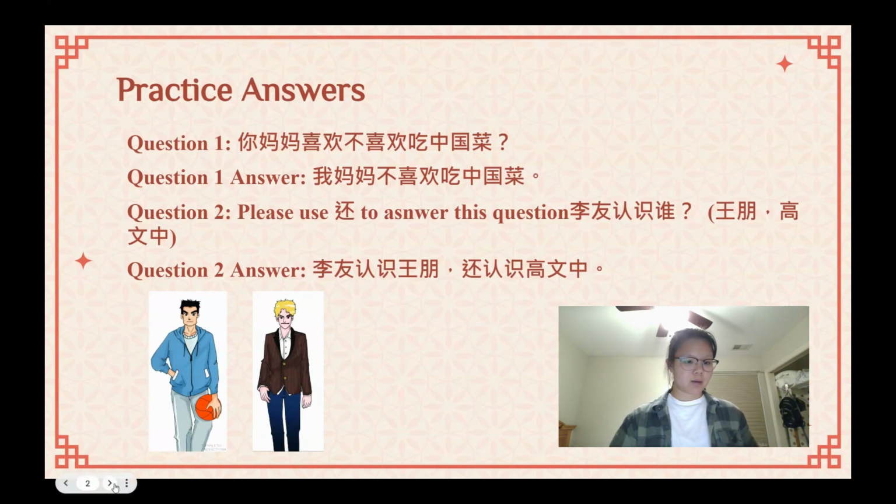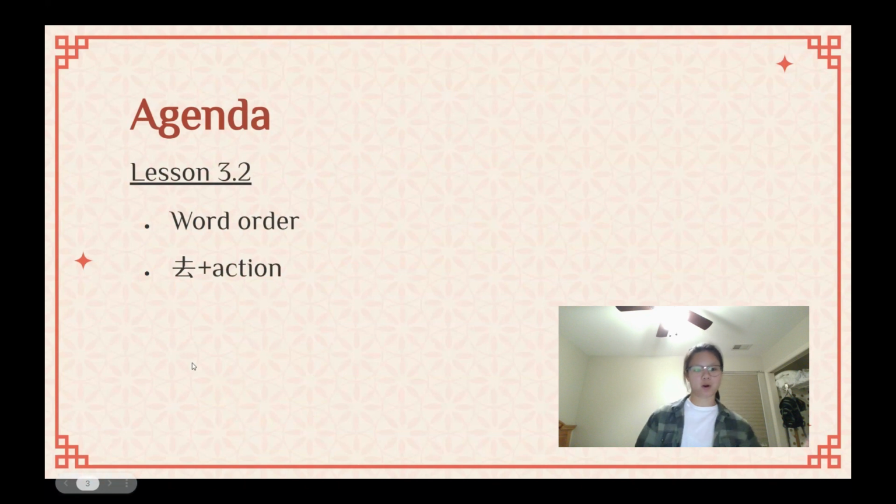So now that we've reviewed those practice questions, we're going to go over what we're going to do today. We're doing two different things from last week: the word order, and time plus action. These are two very, very simple topics, so I hope there are no confusions.